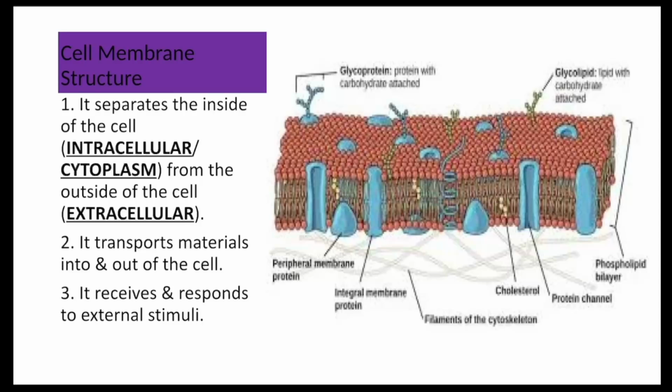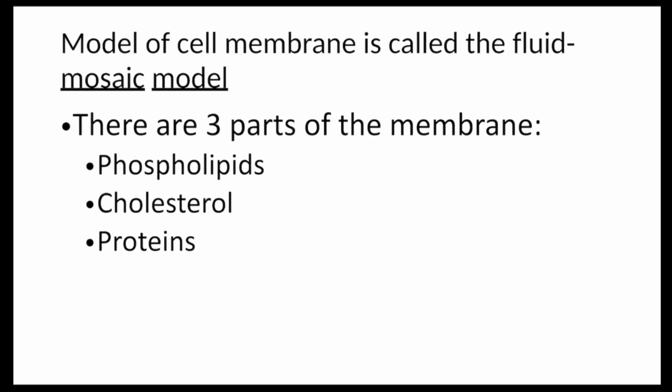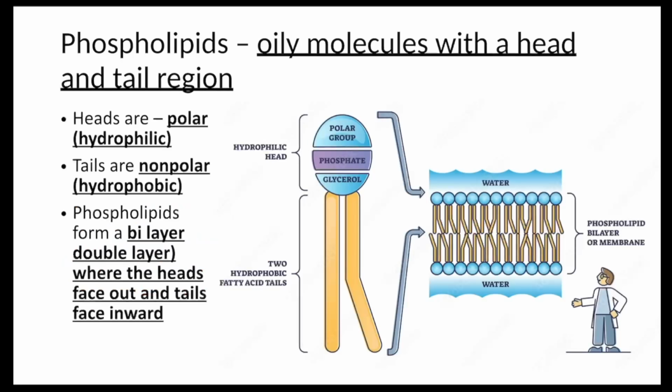It transports materials into and out of the cell, so it can regulate what comes in and what goes out. And then it can also receive and respond to signals and ligands. And again, it's called the fluid mosaic model. There's three general parts that we're going to focus on: the phospholipids, cholesterol, and proteins. And again, one of the things we talked about with proteins for their purpose as a macromolecule was to get things done. And you'll notice that is a key point here as well.